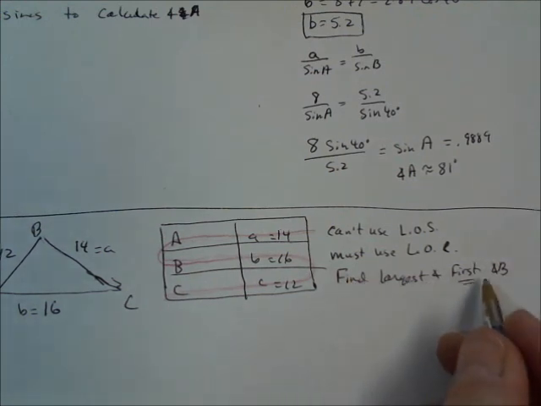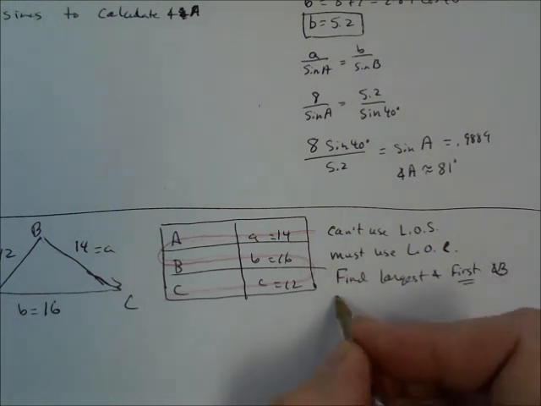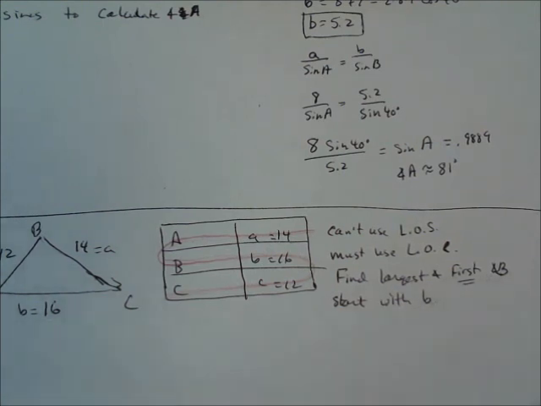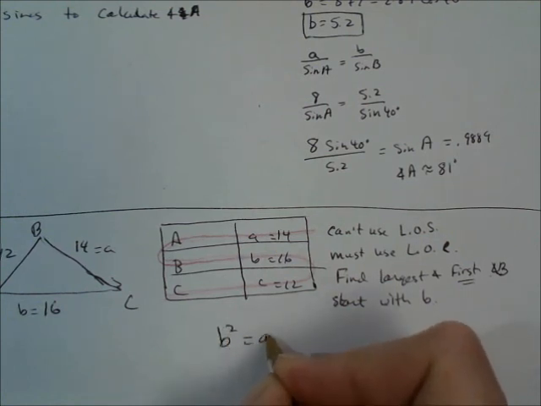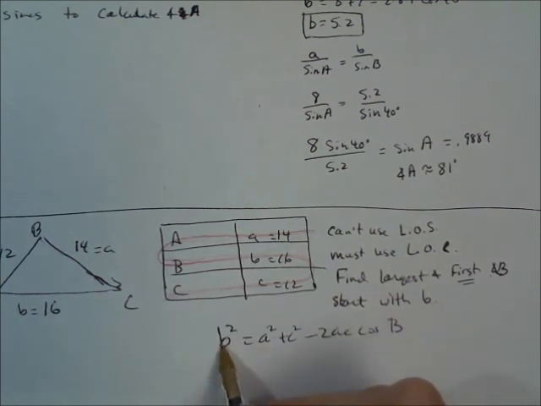So if we wanted to find angle B, then we set up the law of cosines starting with a B. If we want to find angle B, we have to start out with little b. So little b squared equals a squared plus c squared minus 2ac cosine of big B, right? Whatever you start off with is either you're going to find the side B or the angle B.